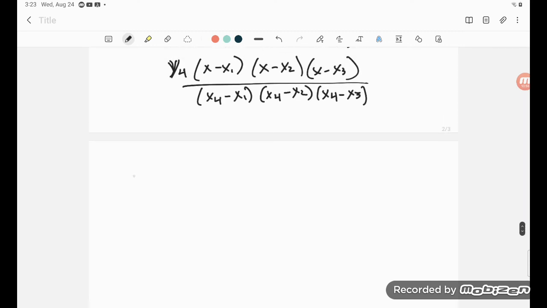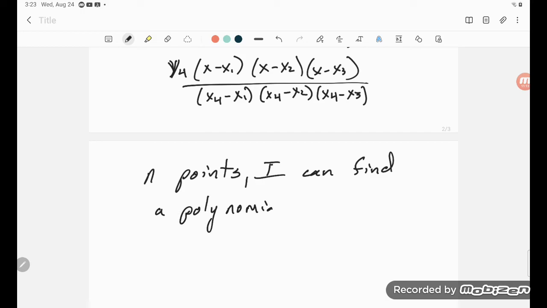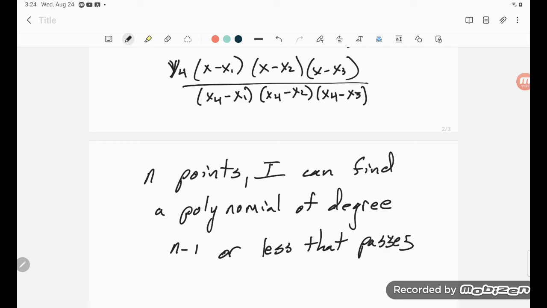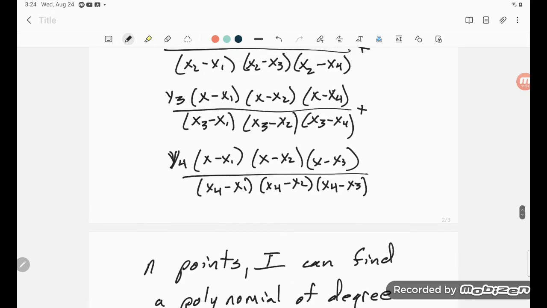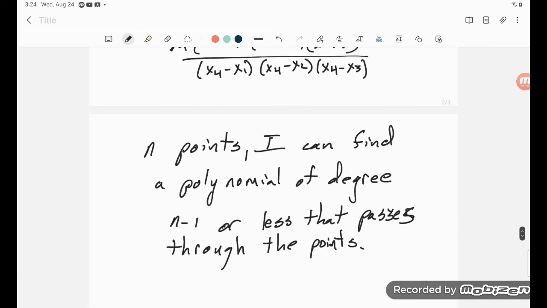If I have n points, I can find a polynomial of degree n minus 1 or less that passes through the points. Okay, so that's the intuition as to why that would work, looking at that Lagrange model. Okay, so we'll call that one done.